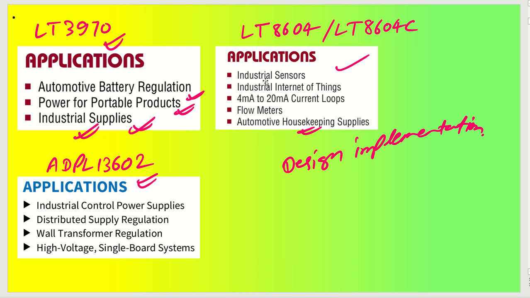This has application in industrial sensors. Basically all the sensors like pressure sensors, temperature sensors, or proximity sensors will be using this kind of switching regulators. Even industrial internet of things, current loops or flow meters, or automotive housekeeping supplies. Basically low-end automotive applications are going to utilize this particular IC.